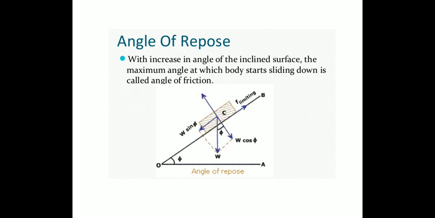Angle of repose: with increase in angle of the inclined surface, the maximum angle at which the body starts sliding down is called the angle of repose. If you look at the figure, the block is placed on an inclination. The angle is phi. If you increase the angle from 0 to higher inclination, the block will tend to slide down due to the inclination. That angle is called the angle of repose.